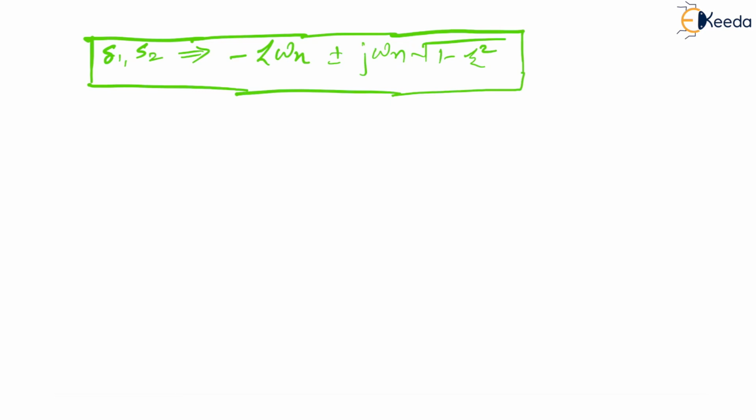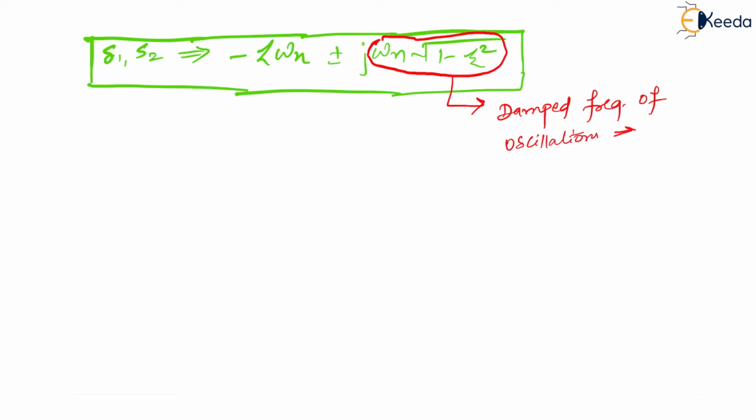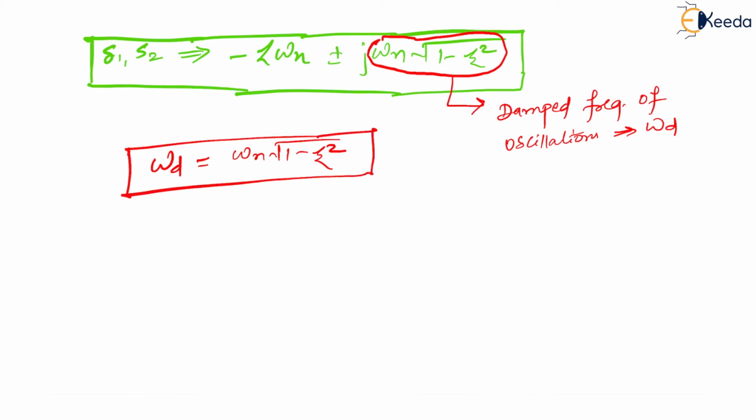Yes. Now, if you observe this term, omega n into under root of 1 minus zeta squared, this is an imaginary term or not? Yes. So this imaginary term, we call it the damped frequency of oscillations, and it is given by something called omega d. So we have got one more new term, omega d, and it is equal to omega n into under root of 1 minus zeta squared. This is what we have got.